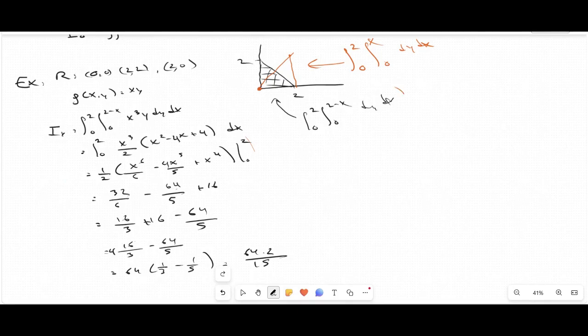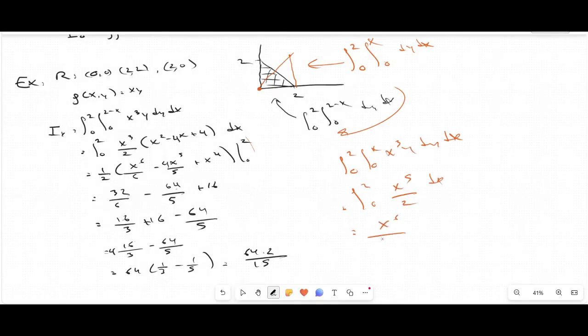If you wanted to do the orange region, let me just do this real quick. 0 to 2, 0 to x cubed y dy dx. This is much easier. This is 0 to 2. Y squared over 2 is x to the fifth over 2. This is now x to the 6 over 6. So that's, I lose 2 powers, x to the fourth. That's, this is squared, 16 thirds.